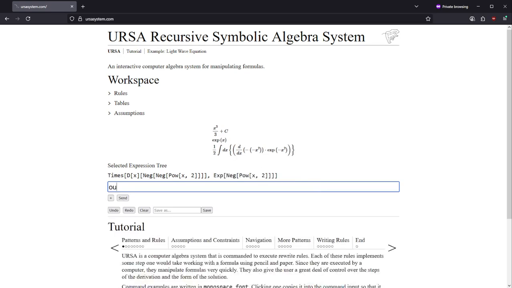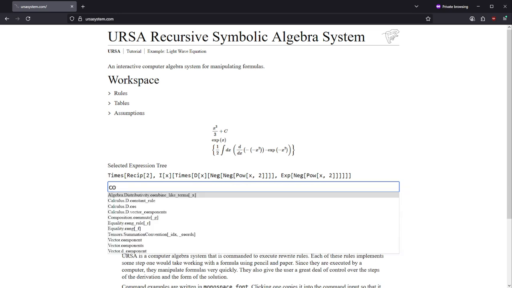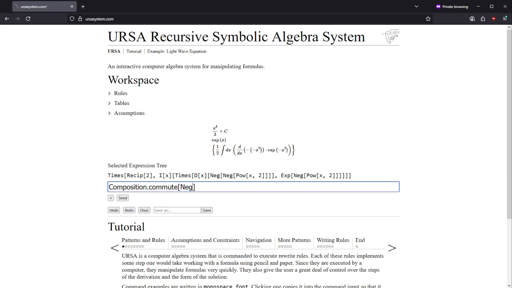So now we've got minus minus x squared, and we can pull out one of those minus signs out to the top of the formula using the commute rule. Commute neg pulls minus signs out, and we need to run that bottom up to pull the minus sign all the way out from that derivative up to the top of the formula. So now we've got the integral in the form: the integral of d dx of minus x squared times e to the minus x squared. And now we can use substitution.